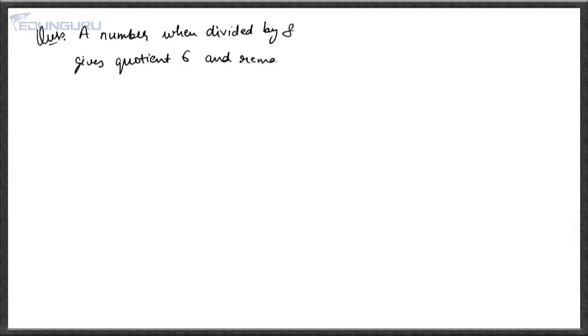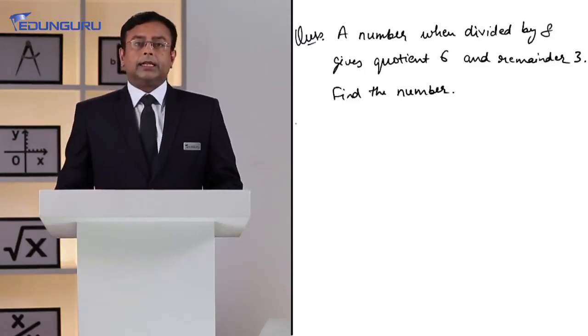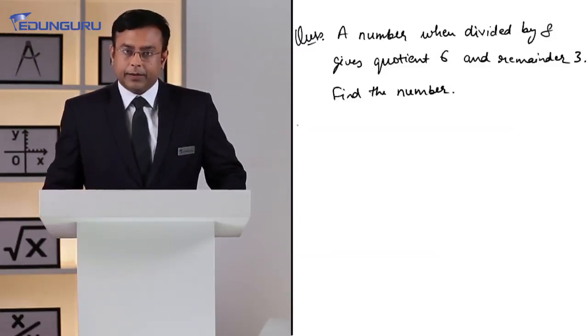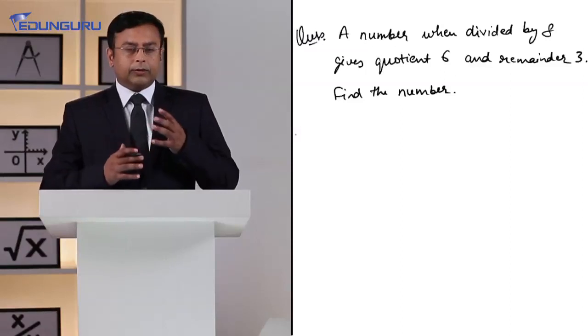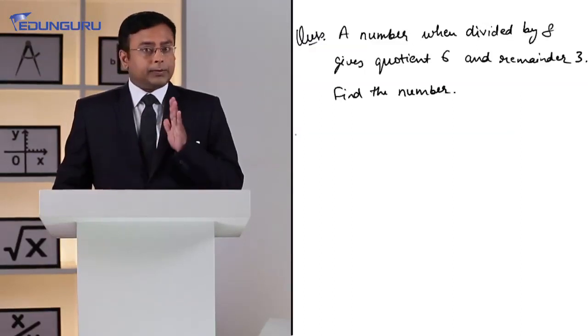Let us say there is a very simple question to start off with. The question goes like this: a number when divided by 8 gives quotient 6 and let us say remainder 3. Find the number. I will repeat quickly. A number when divided by 8 gives a quotient 6 and a remainder 3. Find the number, isn't it? Now, I know it is a very simple question. I just want you to get in tune with the division lemma. In this case, what is being asked?